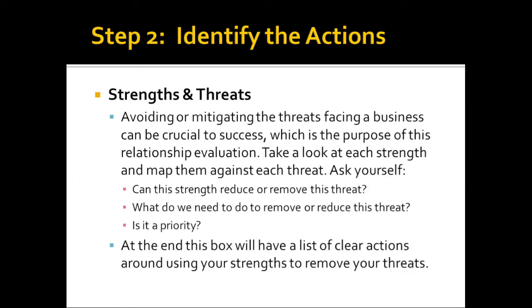Then strengths and threats. Avoiding or mitigating the threats facing a business can be crucial to success, which is the purpose of this relationship evaluation. Take a look at each strength and map them against each threat. Ask yourself, can this strength reduce or remove this threat? What do we need to do to remove or reduce this threat? And is it a priority? At the end, this box will have a list of clear actions around using your strengths to remove your threats. So you can use your strengths to remove your threats.